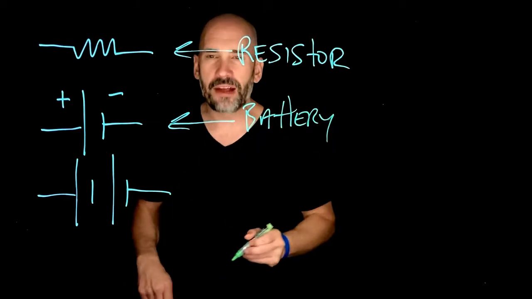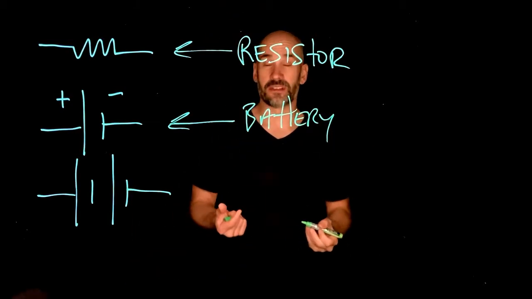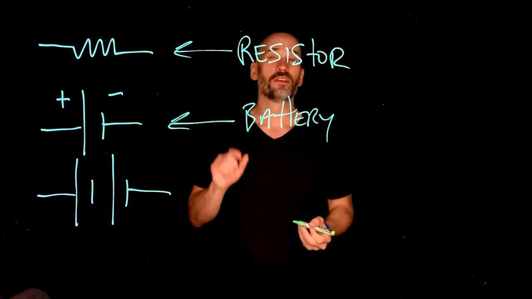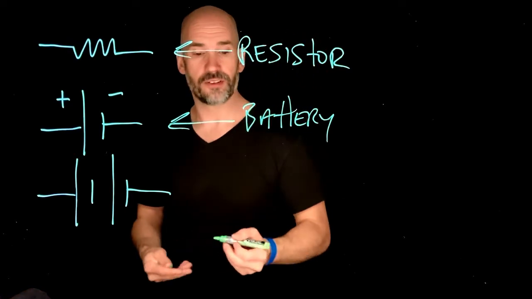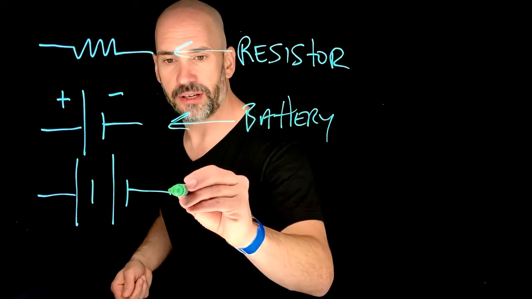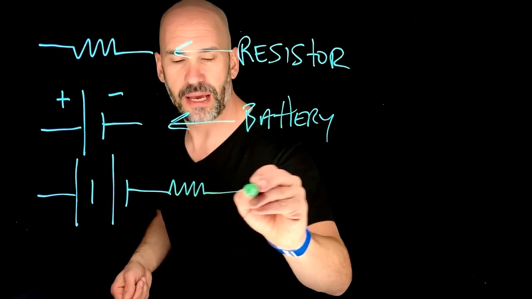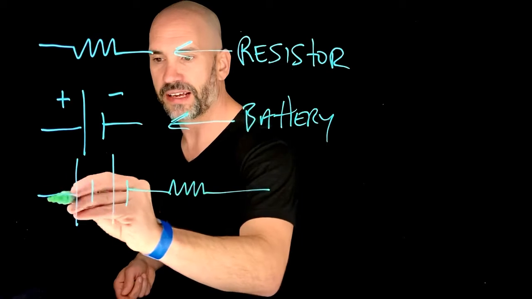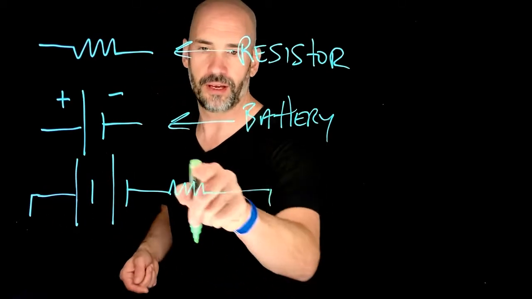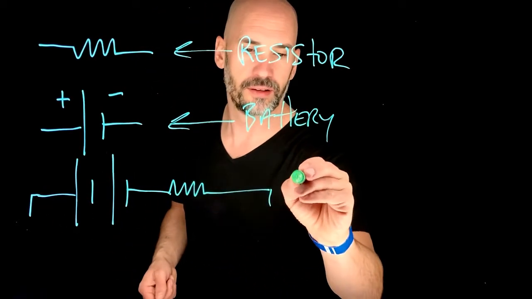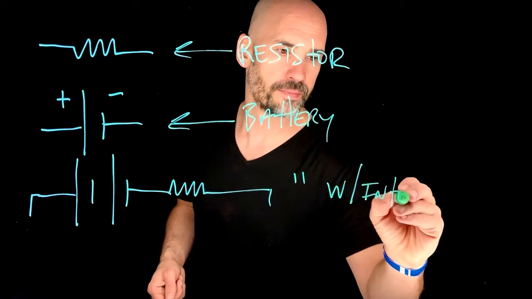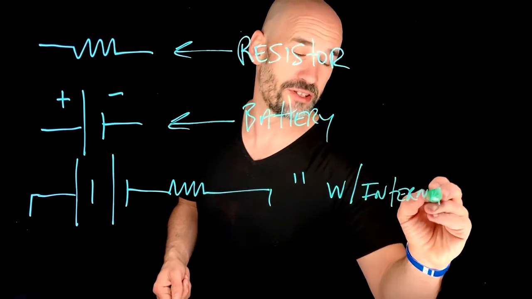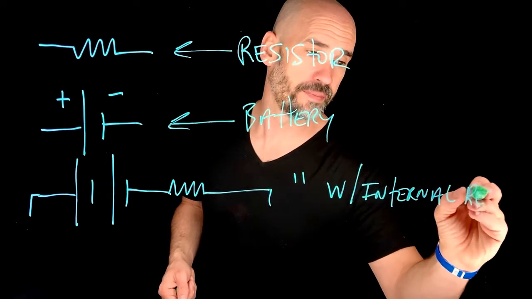Now, batteries themselves are made out of conductive materials, right? Conductive materials always have some resistance. So if you want to show a battery with internal resistance, sometimes you'll see a little mini resistor right next to the battery, like that. Okay? So that is a battery with internal resistance, which means just the resistance of the battery itself.